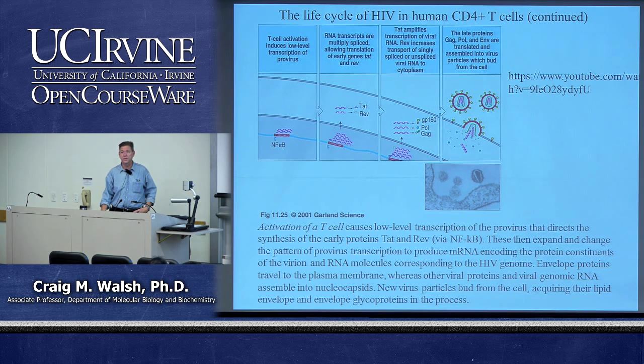Any other questions? Way back there. So is GP160 like a polyprotein that leads to the other? Correct. It's cleaved by protease to give rise to 120 and the 41.